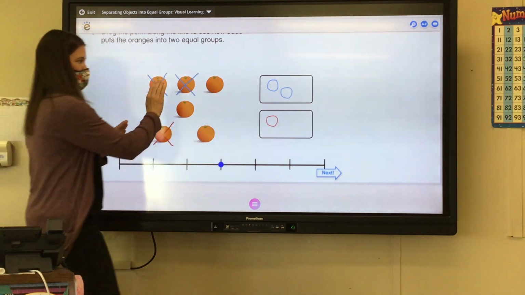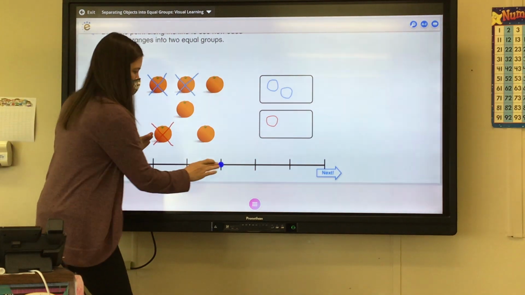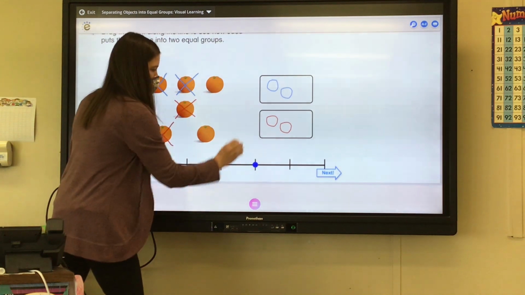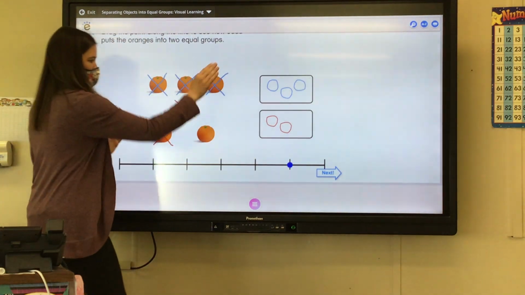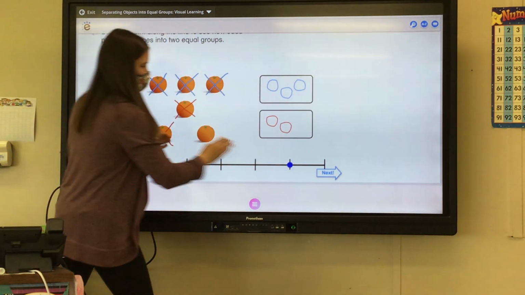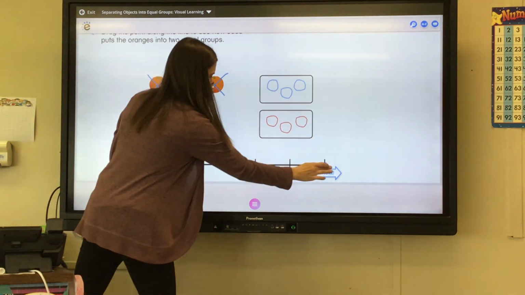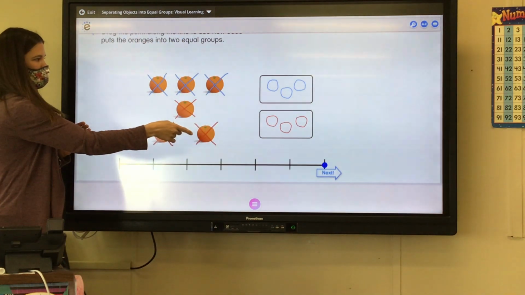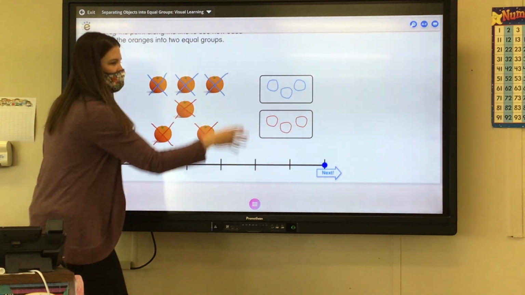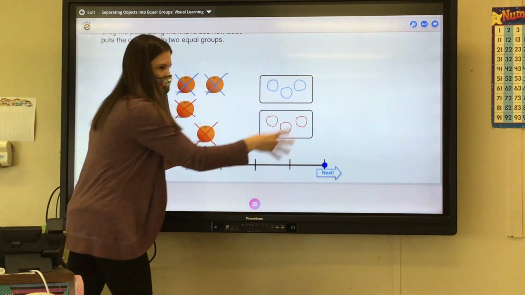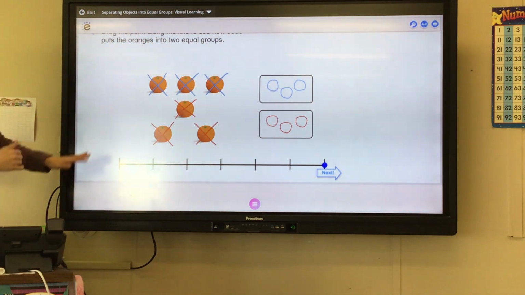Okay, and then she put another one at the top group. And then she put another one at the bottom group. And one at the top group. And then 1 at the bottom group. So she does 1, then 1, then 1, then 1, then 1, then 1. That way she knows if they're equal groups or not.